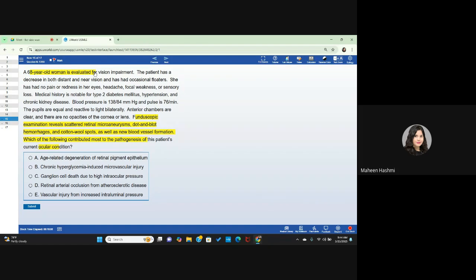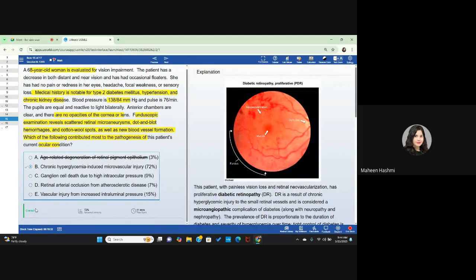68-year-old woman, vision impairment. She has diabetes, hypertension, CKD, blood pressure is a little bit high. Anterior chambers are clear. What do you think is happening? Chronic hyperglycemia: diabetic nephropathy, diabetic retinopathy. Very good. Chronic hyperglycemia induced microvascular injury. This is a classic case.